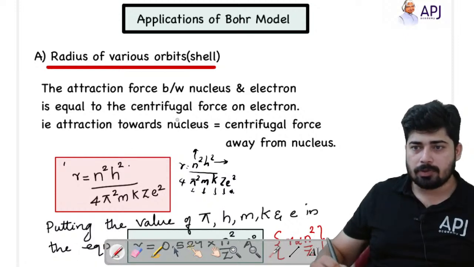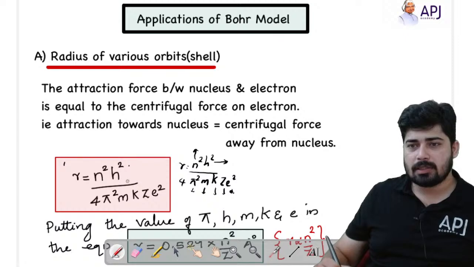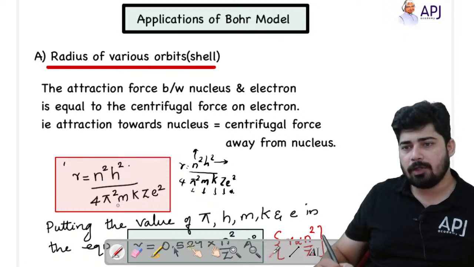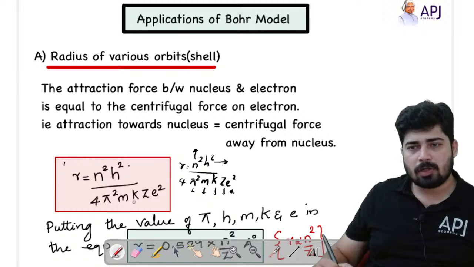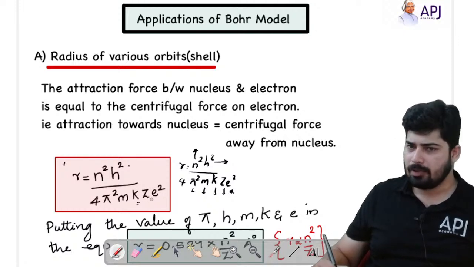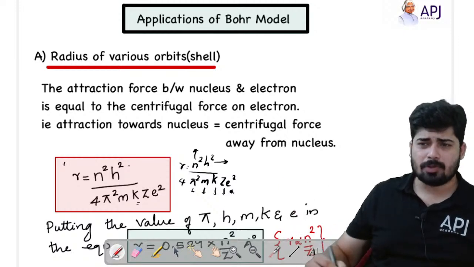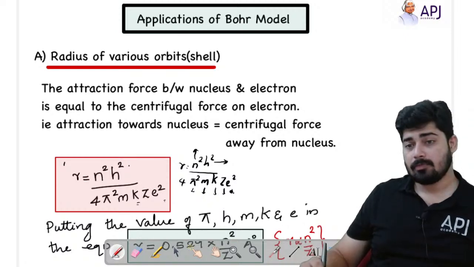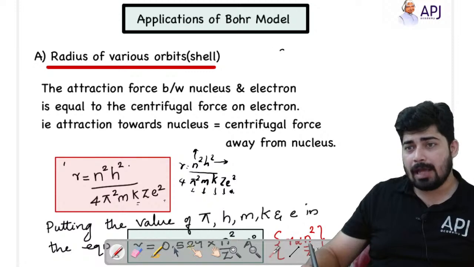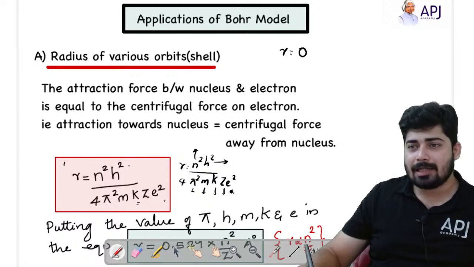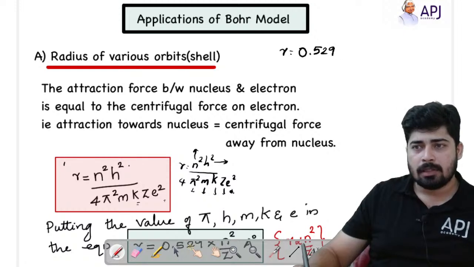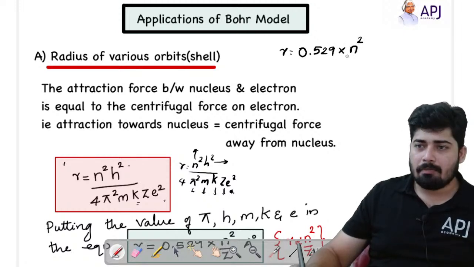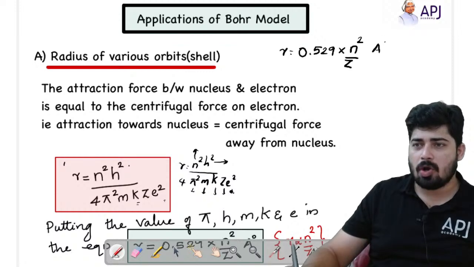We apply all the values, all the constant values. That means here h, Planck's constant, we know; pi value we know, 3.14; mass of electron we know; k value is 9 into 10 raised to 9; and z depends on the atom, so we keep it as it is; and charge on electron we know, 1.6 into 10 raised to minus 19. All these values we know, and we apply them and we get the answer as 0.529 into n square by z, that much Armstrong is the radius.